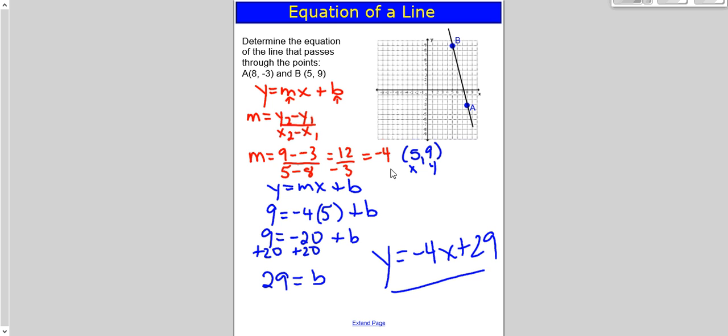Negative 4x plus 29, which looks to be right. We have a negative slope. This line is definitely going down, and it looks like it's going to intersect somewhere way up high, which would be at plus 29.